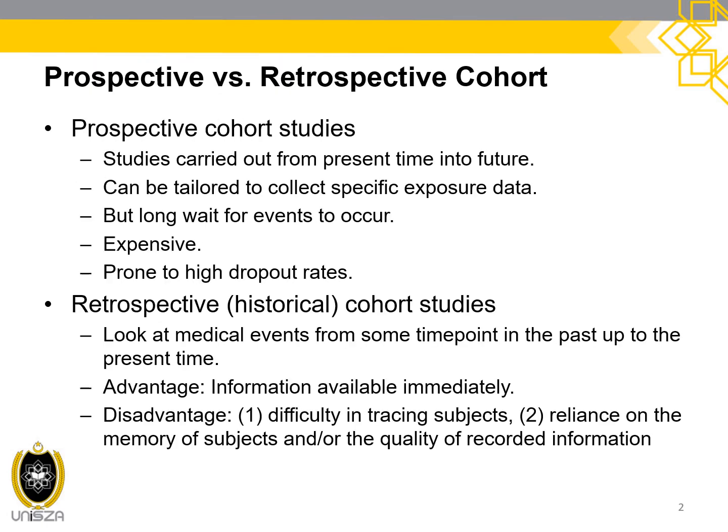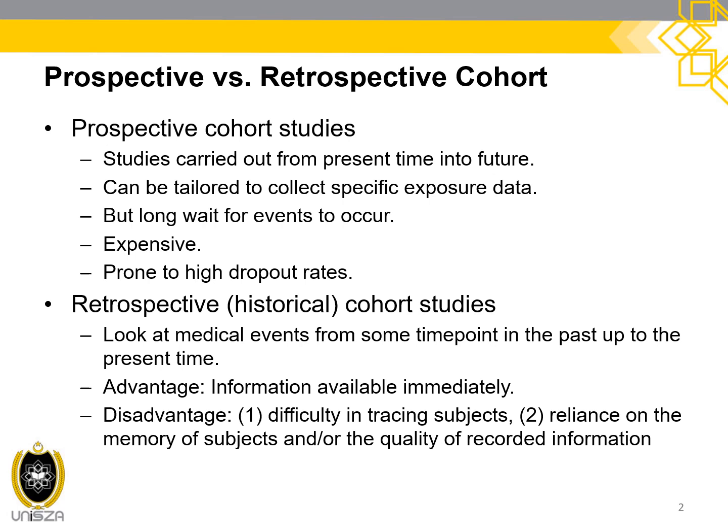There are two types of cohort studies. The first one is prospective cohort, and the second one is retrospective cohort. In prospective cohort studies, studies are carried out from the present time into the future. Prospective cohort studies can be tailored to collect specific exposure data, but the researcher needs to wait a long time for events to occur. Prospective cohort studies are expensive and prone to high dropout rates.